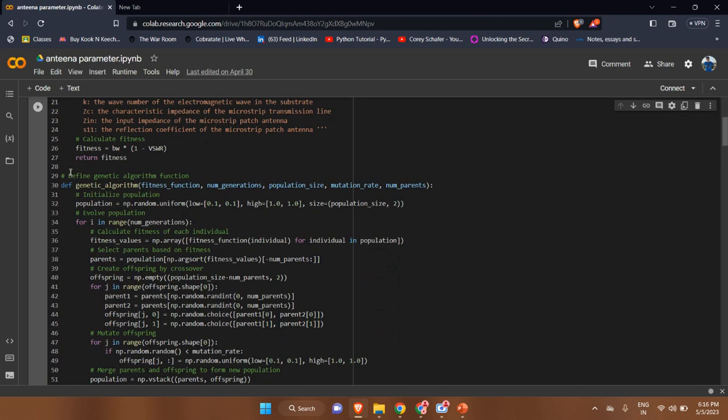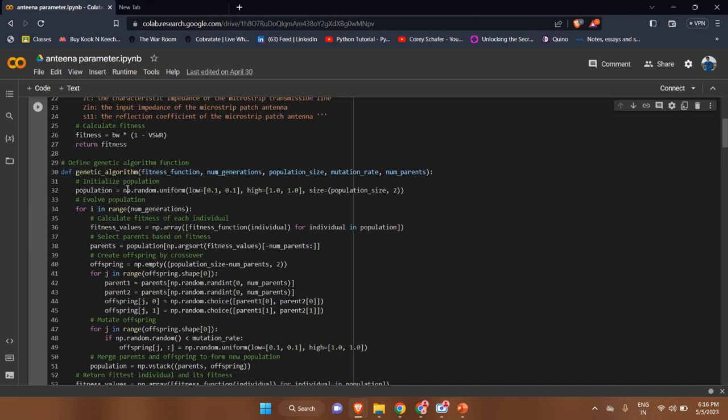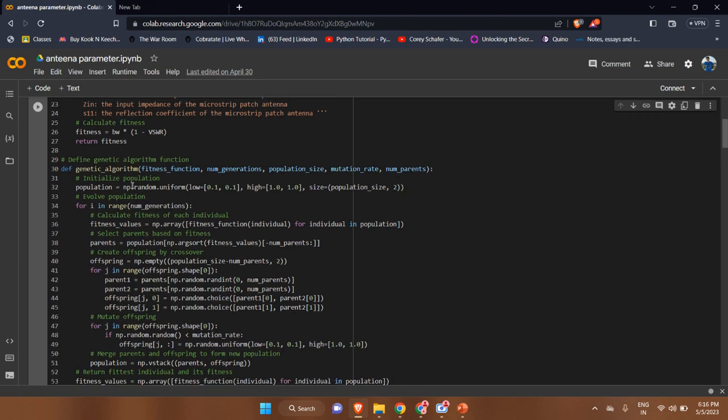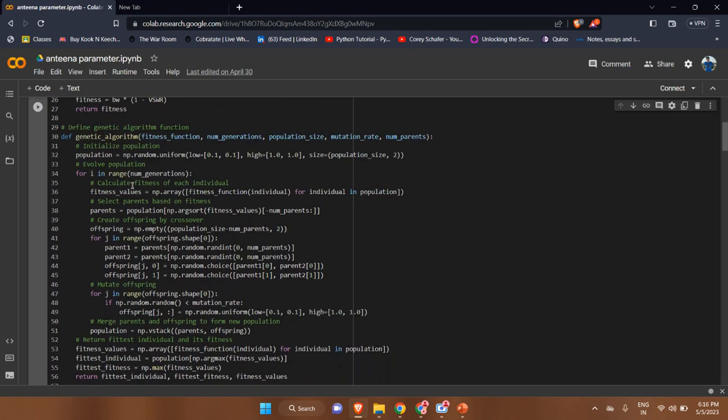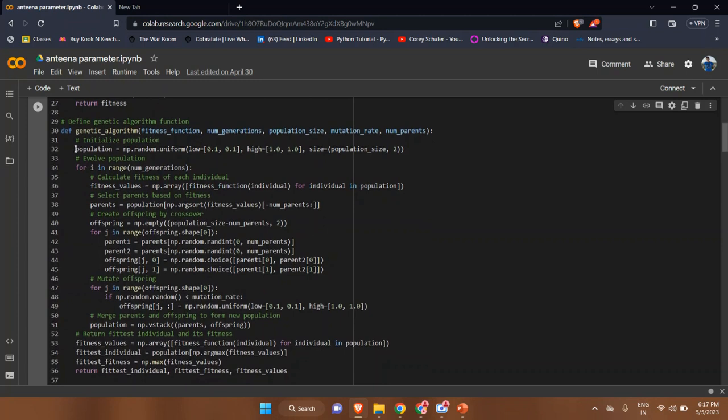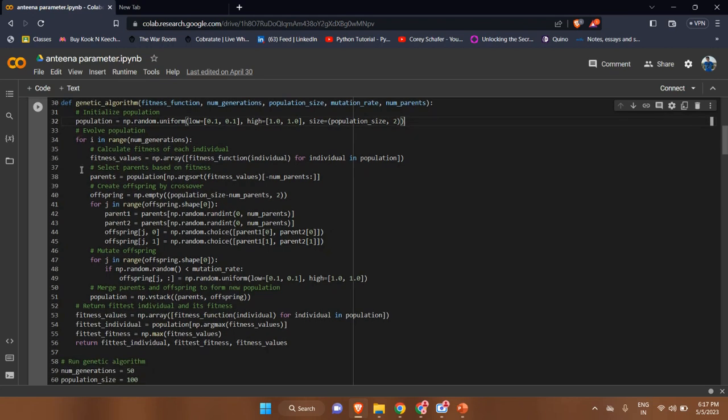And then I wrote the genetic algorithm function with the selection operators and the crossover and mutation operators. Initially I took variables like fitness function, number of generations, population size, mutation rate, and number of parents. This random function takes random values from the given range. And here I found the fitness of each individual.